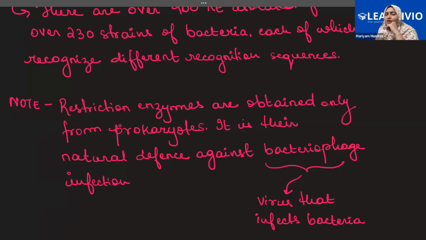And under prokaryotes, which one? Bacteria. Now, how do they have this particular enzyme and we don't? Because they have this natural defense system. They have to protect themselves from the action of bacteriophage. You people know what a bacteriophage is? Bacteriophage is a virus which infects bacteria.